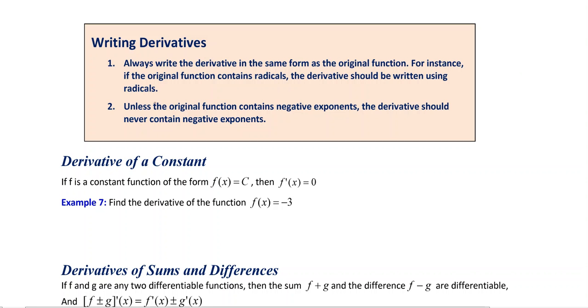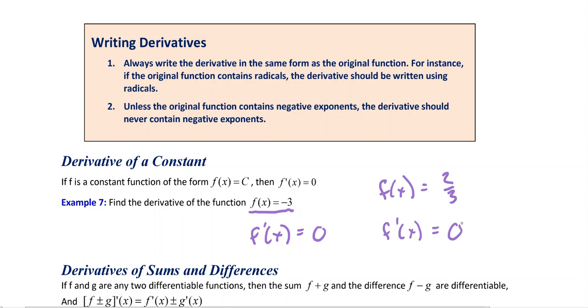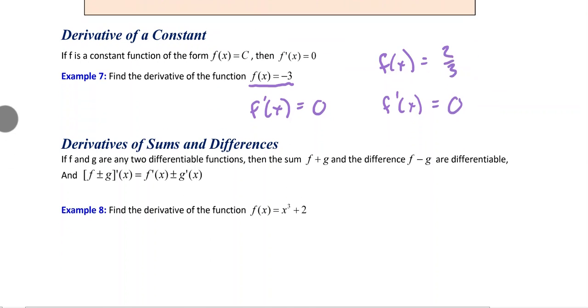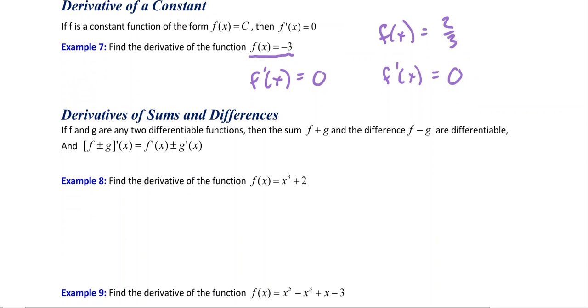Another rule, the derivative of a constant. So we have a function which is just a constant, negative 3. The derivative of that is 0. So if we have any constant, function is equal to 2/3, the derivative is going to be equal to 0. That's a pretty straightforward, simple rule. Just remember the derivative of a constant will always be 0.